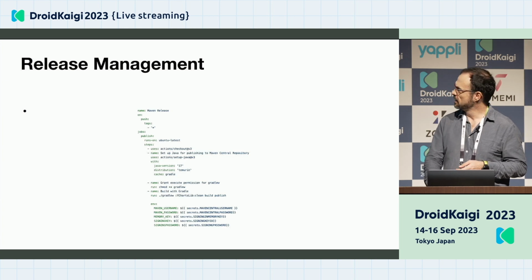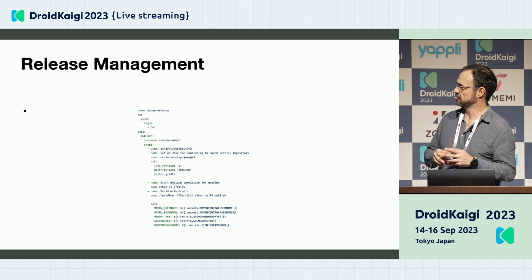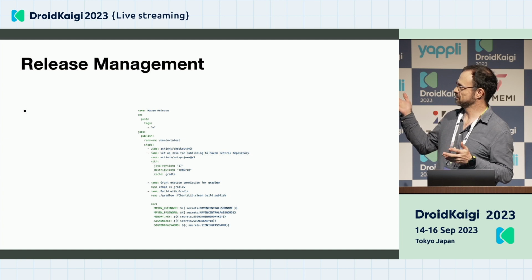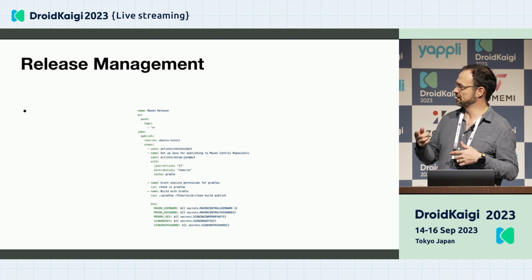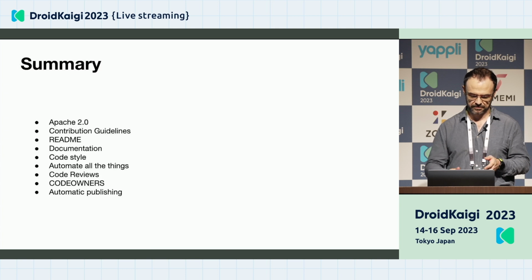And yeah, this would be the GitHub code that allows you to publish with GitHub Actions. You just need to, every time you push a tag, this will start building the app, and you need to specify the Maven username, the Maven password, and then it automatically publishes it.